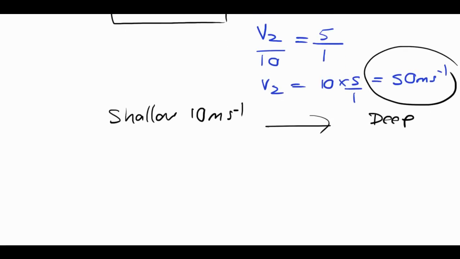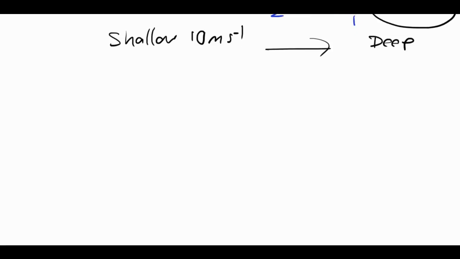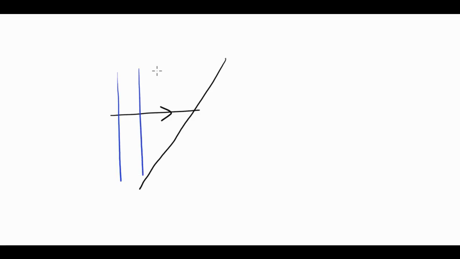The next thing I want to talk about, which is a little bit more complicated, is what happens when the wave enters the boundary at an angle. So in this question, we've got a slightly different scenario. The idea here is that we have a boundary between deep and shallow, which is on an angle, and our water waves are coming in this direction here. And we represent the water waves as wave fronts like this. And of course, because this is all the same depth, the wavelength on this side is constant.